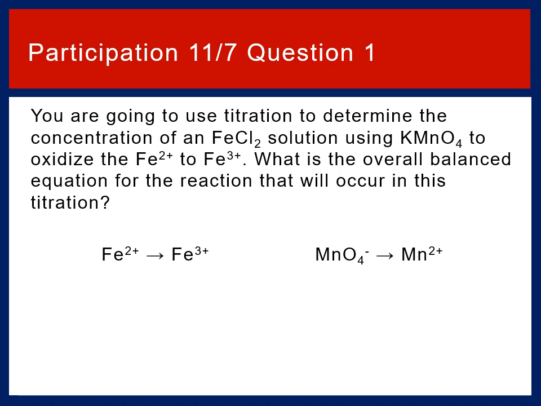Again, you are going to use titration to determine the concentration of an FeCl2 solution using KMnO4 to oxidize the iron 2 to iron 3. There's the overall balanced equation for the reaction that will occur in this titration. Iron 2 to iron 3, and then permanganate to manganese 2.